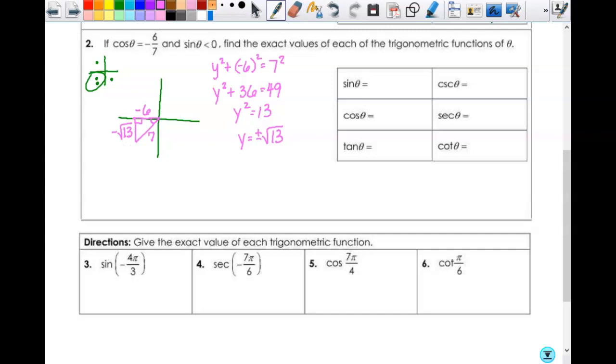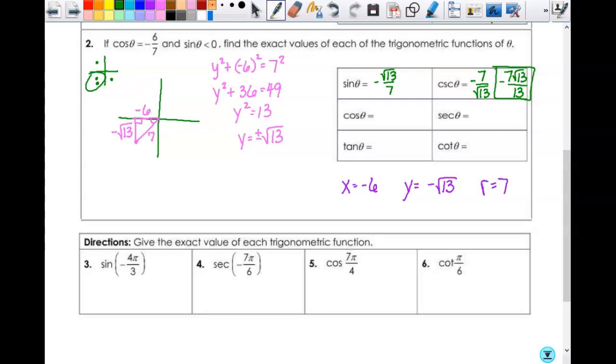That's why it's important that you not only draw and label the triangle, but you put it in the correct quadrant, so you know in quadrant 3, every single point you end up with has a negative x and a negative y. So now I have all of my pieces. I have that x is negative 6, y is negative square root of 13, and r is 7. So I'm going to go fill this in. Sine is y over r, so it's negative square root of 13 over 7. Cosecant is the reciprocal of that, so it's negative 7 over the square root of 13, which is negative 7 square root of 13 over 13.